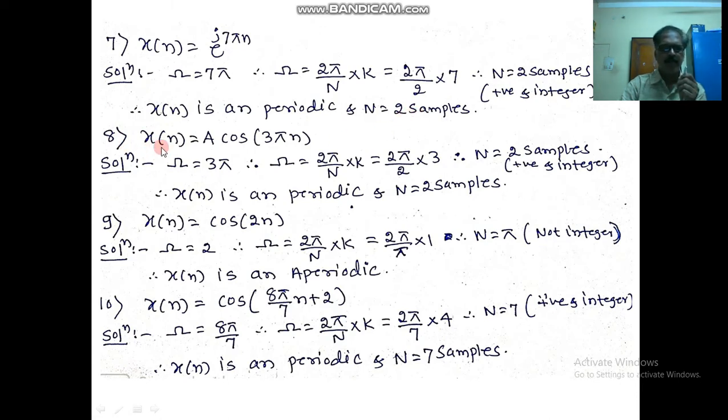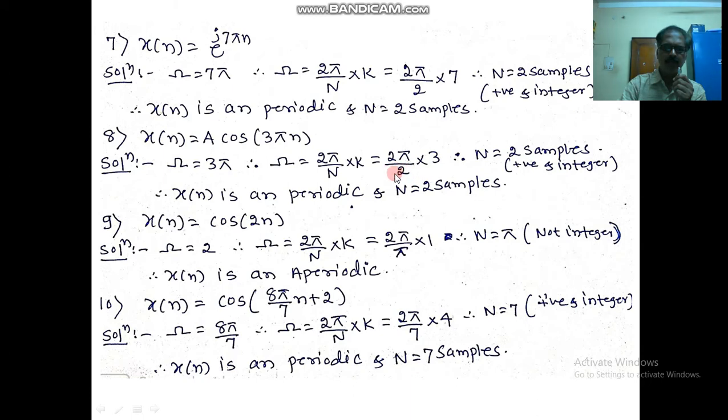Go for the 8th problem. x of n equals capital A cos of 3 pi n. It is a cos and sine. Again, I have to use the formula omega equals 2 pi by N into k. What is the omega value here? Omega value equals 3 pi. I have to express 3 pi in the form of 2 pi by N into k. Here 2 pi is not there, pi is there, there is no 2, hence I have to multiply and divide by 2. Therefore 2 pi divided by 2, I multiplied by 2 and divided by 2, into this 3 as it is. It is in the form of 2 pi divided by capital N into k.